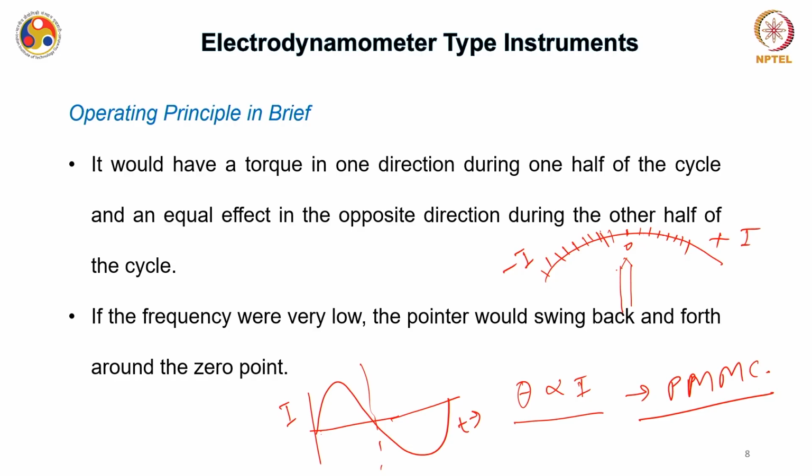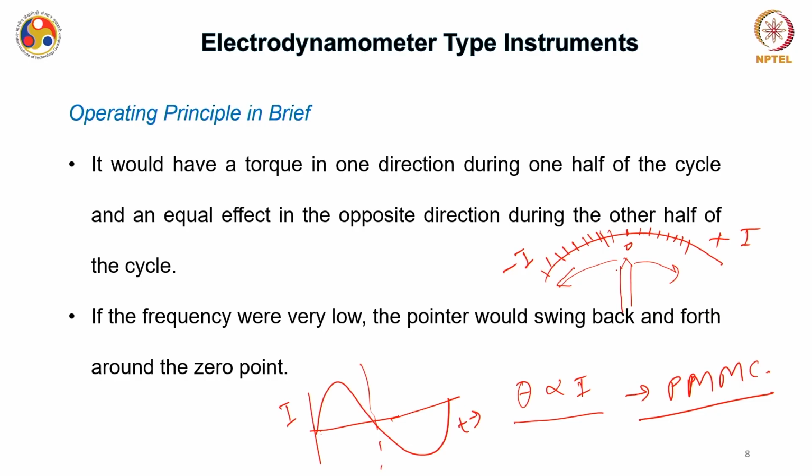So, the moving system will experience a torque in, say, the positive direction when there is a positive current, and then it will try to go to the negative extreme, or the negative side, at least when there is a negative current flowing. However, it will again depend on the frequency, because based on the frequency you will have this movement.